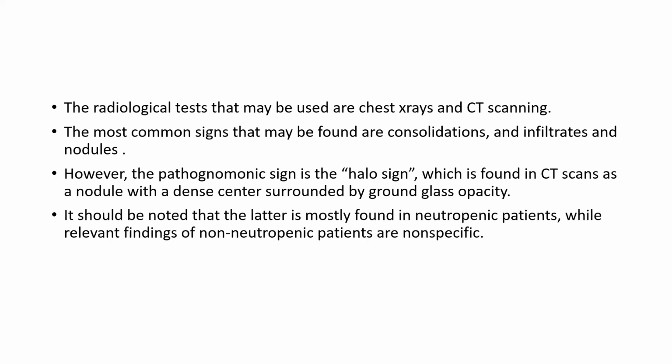The radiological tests that may be used are chest X-ray and CT scan. The most common signs that may be found are consolidation, infiltrate, and nodule. However, the pathognomonic sign is the halo sign, which is found on the CT scan as a nodule with a dense center surrounded by ground glass opacity. It should be noted that the latter is most commonly found in the neutropenic patient, while the relevant findings of non-neutropenic patients are non-specific.